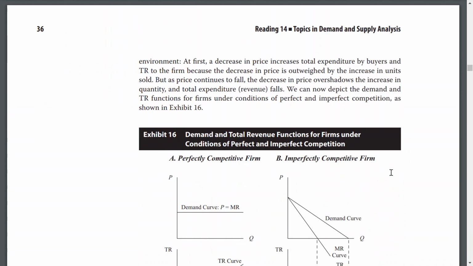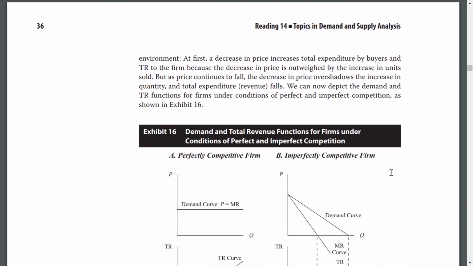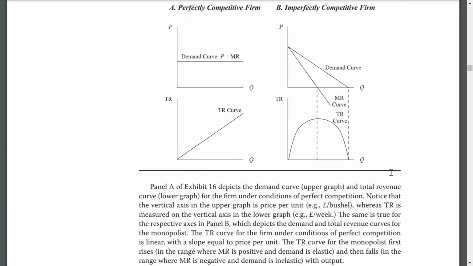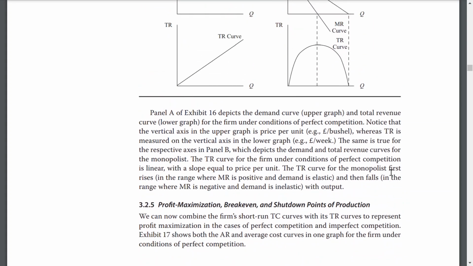At first, a decrease in price increases total expenditure to buyers, and total revenue to the firm, because the decrease in price is outweighed by the increase in units sold. But as price continues to fall, the decrease in price overshadows the increase in quantity, and total expenditure or revenue falls. We can now depict the demand and total revenue functions of the firm under conditions of perfect and imperfect competition, shown in Exhibit 16. So that's what it looks like. The total revenue curve increases and then decreases because of the law of diminishing marginal return.